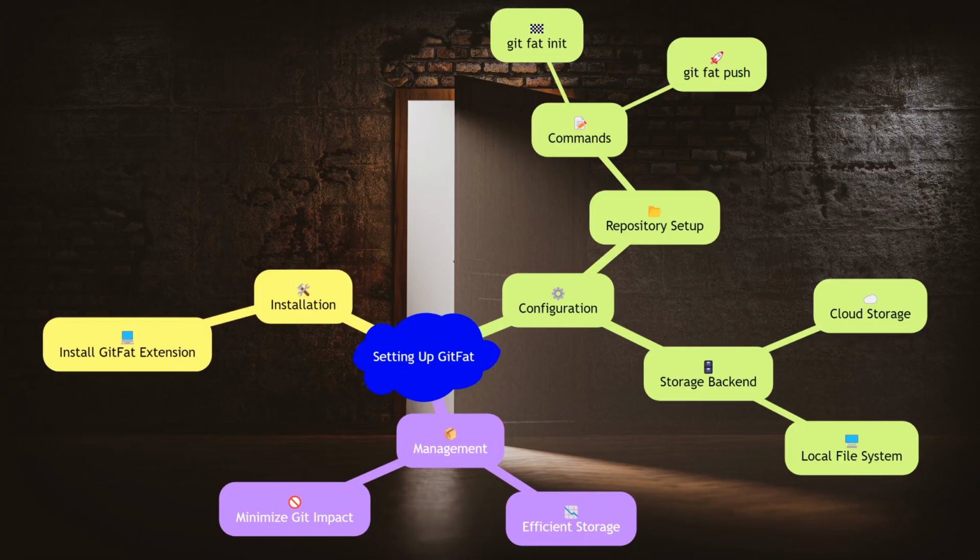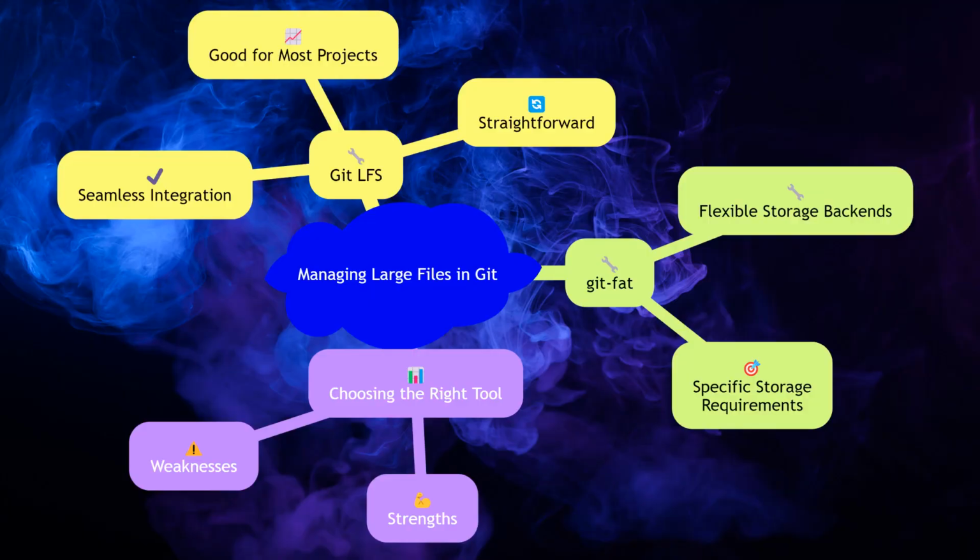Setting up Git Fat involves installing the Git Fat extension and configuring your repository to use a specific storage backend. This typically involves running commands like git fat init and git fat push. You also need to configure your storage backend, which could be a cloud storage service or a local file system. Once set up, Git Fat will manage your large files, ensuring that they are stored efficiently and do not impact your Git operations.